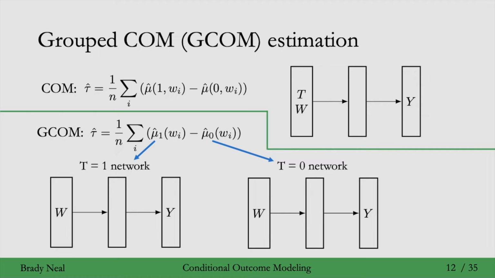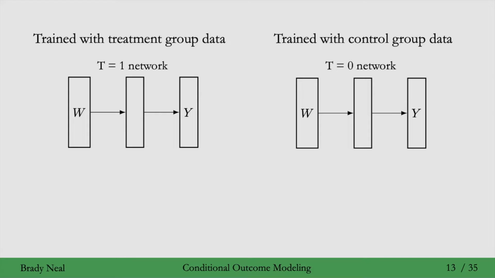And then we don't need to use t as input to these networks. They only need to take w as input. T is encoded into the fact that we're using two different networks. So while in regular COM estimation, the single model is fit with all of the data, in GCOM estimation, the first model is fit with all the treatment group data and none of the control group data, and the second model is fit with all the control group data and none of the treatment group data.